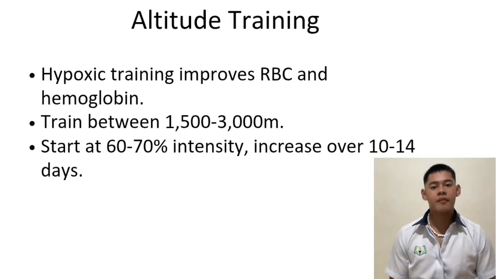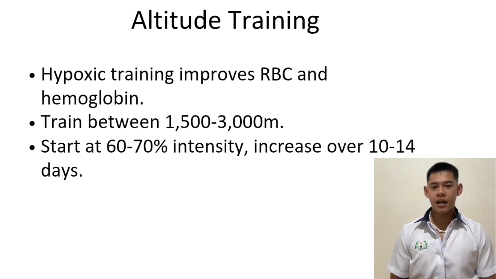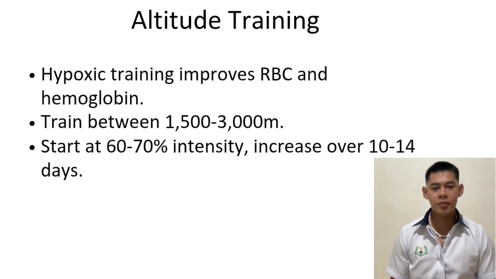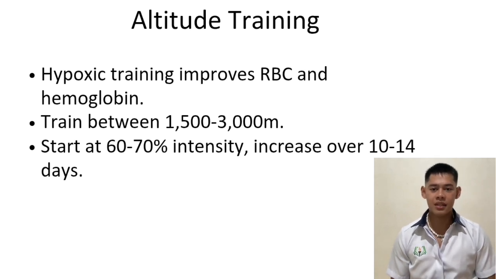Altitude training. Altitude training uses a hypoxic environment to stimulate red blood cell production. It's best performed between 1,000 to 3,000 meters. Athletes should start at 60 to 70% of sea level intensity and build up over 10 to 14 days. These gains can boost sea level performance, though effects are temporary.